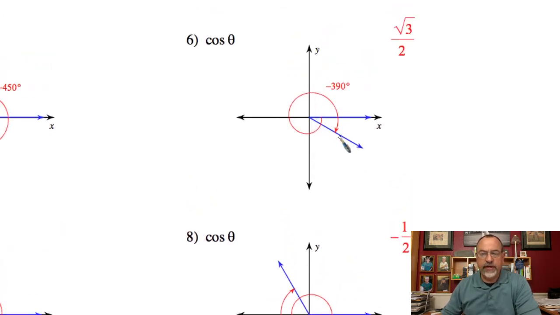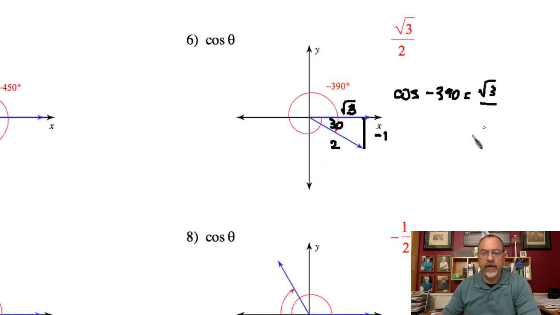A couple more examples here. This is a negative 390 degrees, so this terminal side has been rotated in the clockwise direction. Once around the circle is 360, and I'm at 390, that's 30 more past the 360. So again, this is a 30-degree angle. Opposite the 30 is a 1, and because I go down, that's negative 1. This would be square root of 3. And then this is a 2, so we're looking at the cosine. The cosine is the adjacent side, so in this case it would be positive square root of 3 over the hypotenuse 2, so the cosine of this angle would be the square root of 3 over 2.